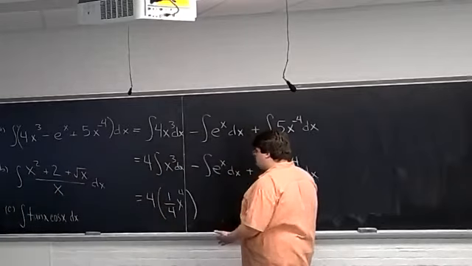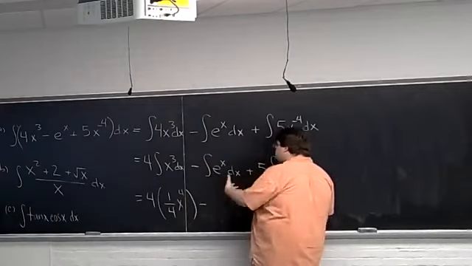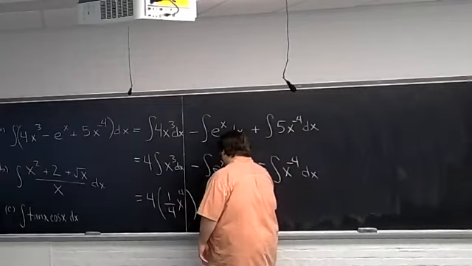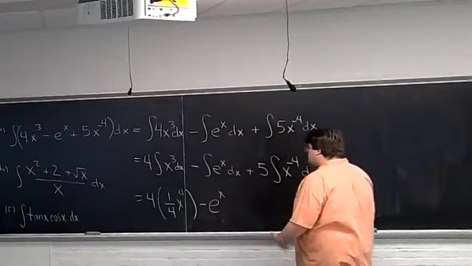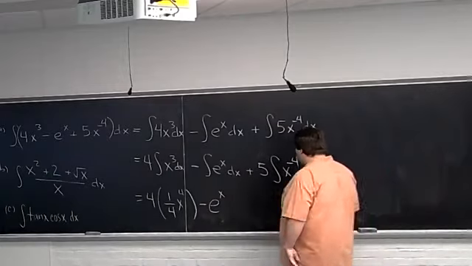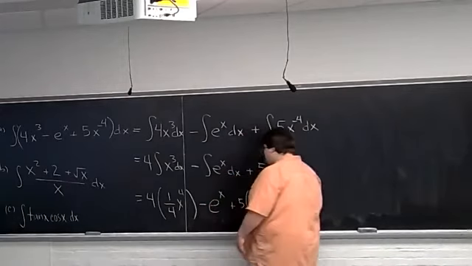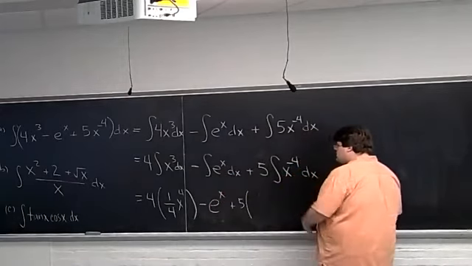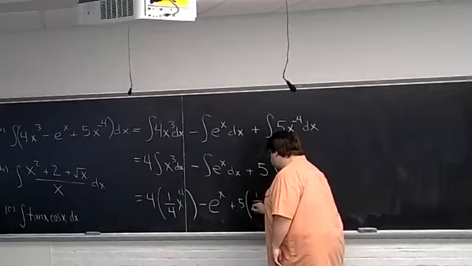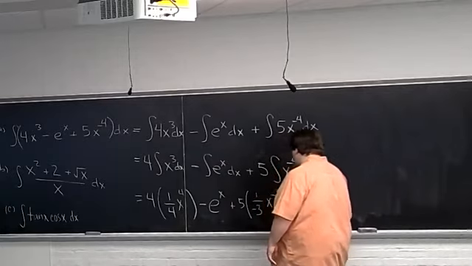And more on the constant in a moment. Next, the derivative of e to the x is itself. So an antiderivative of e to the x is itself. And last, we have another power rule, this time with exponent -4. -4 plus 1 is -3. x to the -4 plus 1, x to the -3.